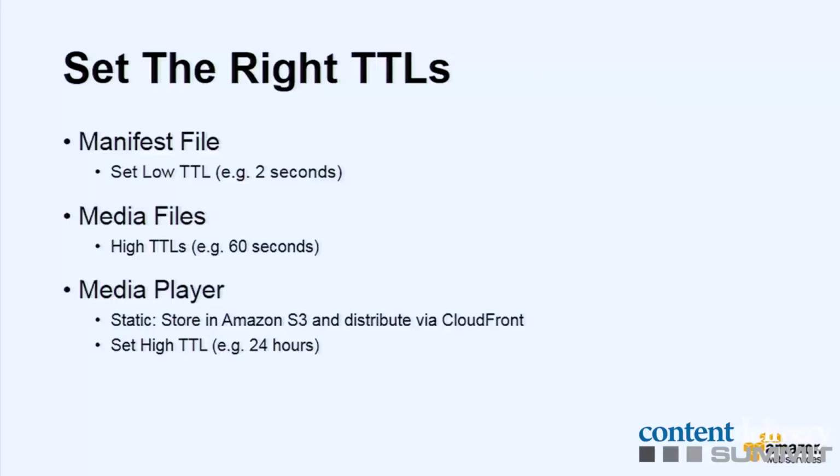And you can use different time to live values as well. So you can set a time to live of, say, 2 seconds on the manifest file, which is short because the manifest file is constantly updating. A high TTL for your actual fragments. And then a media player could be an even longer TTL and could be coming off of S3. You don't need that to be delivered out of your media server.